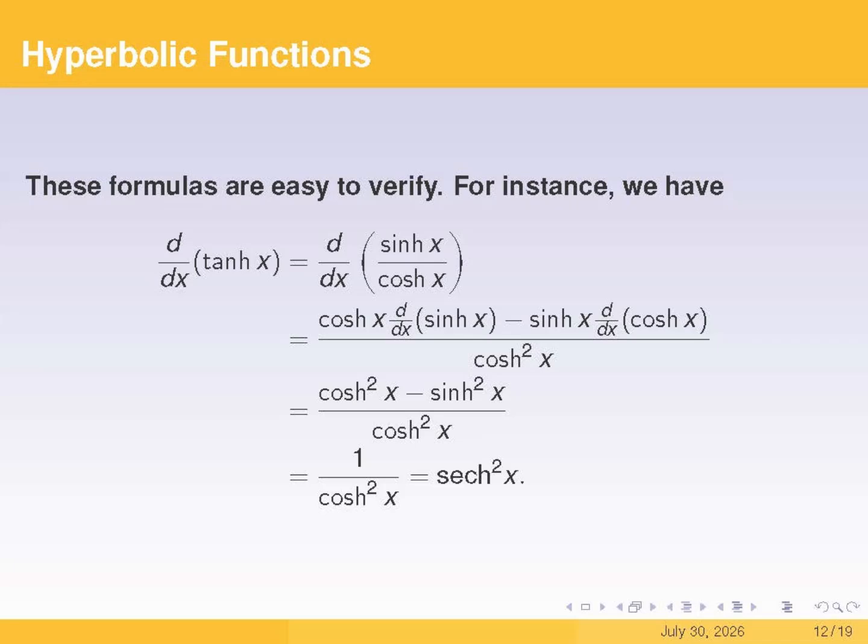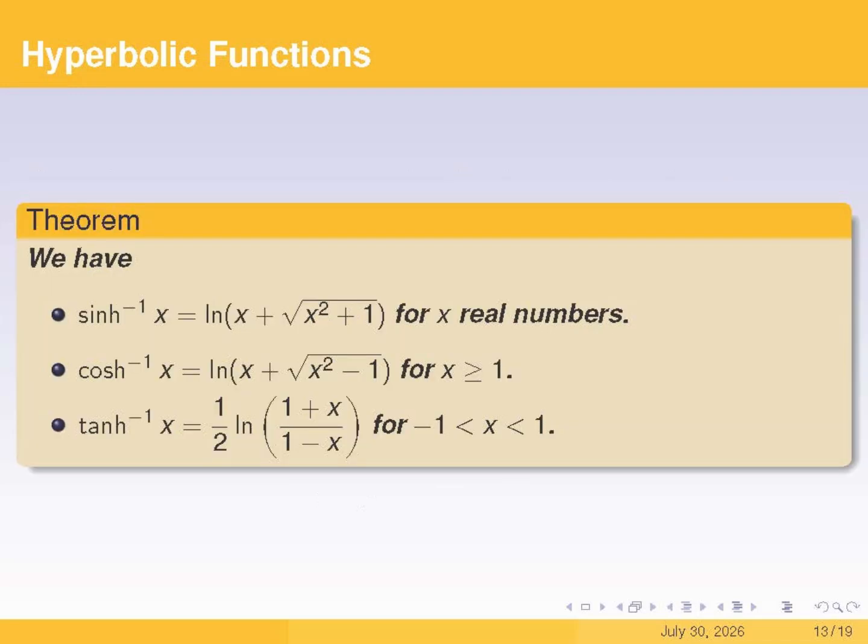The next to last equality uses the identity hyperbolic cosine squared minus hyperbolic sine squared equals 1. Finally, the last equal sign is obtained by using the reciprocal relationship between the hyperbolic cosine and hyperbolic secant functions. This theorem lists the inverse functions of three hyperbolic functions.